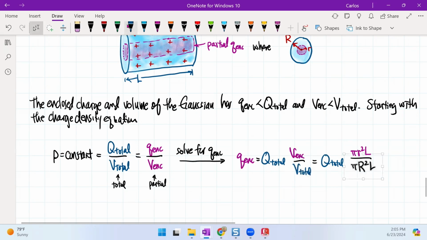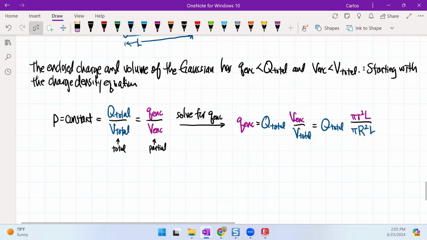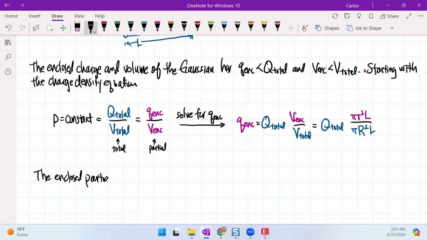If I do some cancellations, we see that the enclosed partial charge of the cylinder, Q enclosed, is going to be little r squared over big R squared times the total charge.